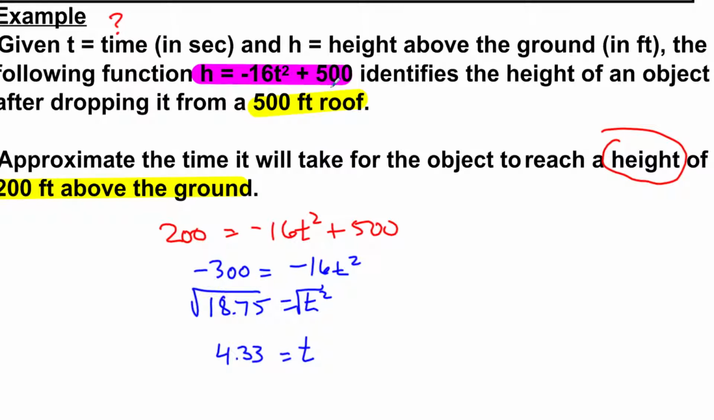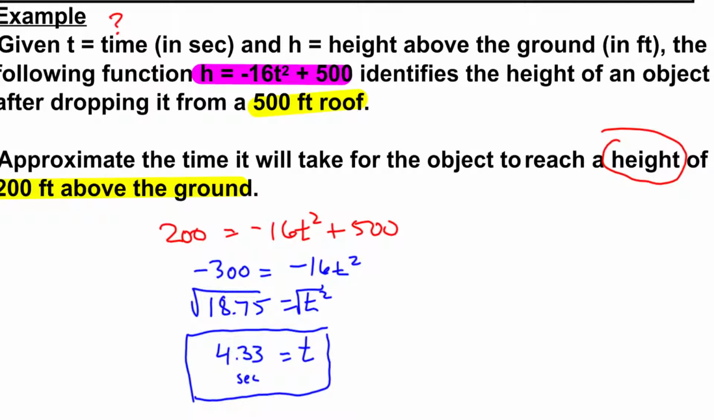Okay, and it tells me up top here that time is in seconds, so I know that this is 4.33 seconds. Remember, square rooting technically gives us a negative answer, but I'm not going to keep that one because there's no such thing as negative time. It doesn't make sense in the context of measuring time. So we're going to just keep the positive 4.33 seconds. So we can expect that when we let go of this object at 500 feet, in 4.33 seconds that object will be at 200 feet above the ground. It hasn't made it to the ground yet. It's still kind of hovering at 200. Okay, so that's something to keep in mind.